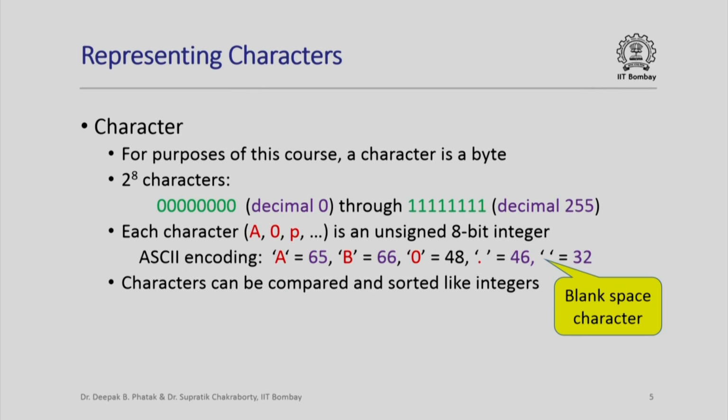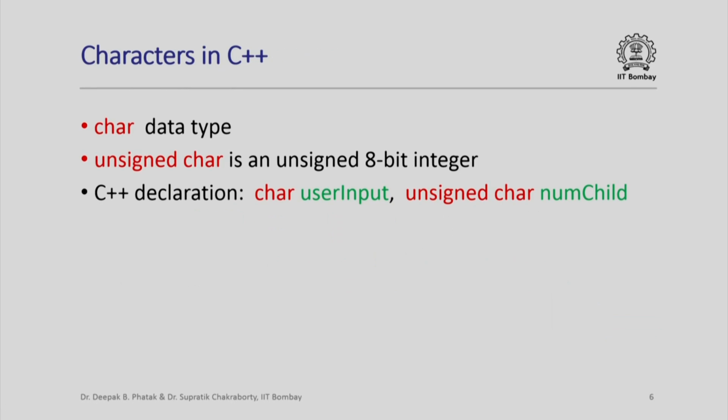So since characters are going to be represented as unsigned 8-bit integers, it is not surprising that characters can be compared with each other and also sorted like integers. In C++, the corresponding data type is denoted by this keyword char or unsigned char. Unsigned char really means an unsigned 8-bit integer, and so this is how you can also do integer operations on very small unsigned integer values.